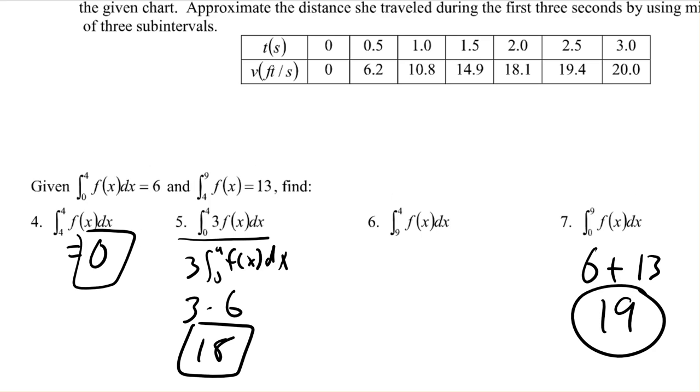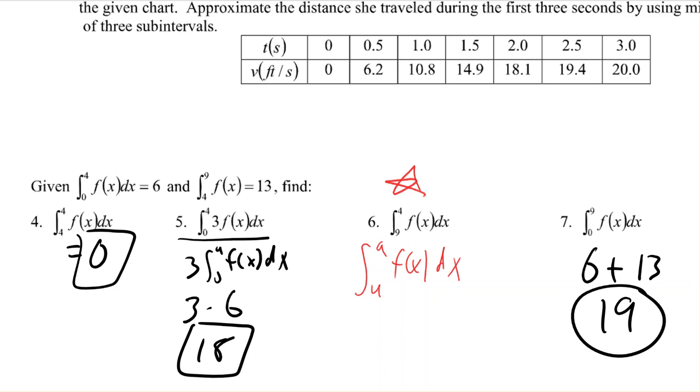This is the one I'm worried about. I don't remember this. I know this came up, but it was just very briefly in one slide of those notes. This one's the area from 9 to 4. Not 4 to 9, 9 to 4. Okay, switch the bounds.